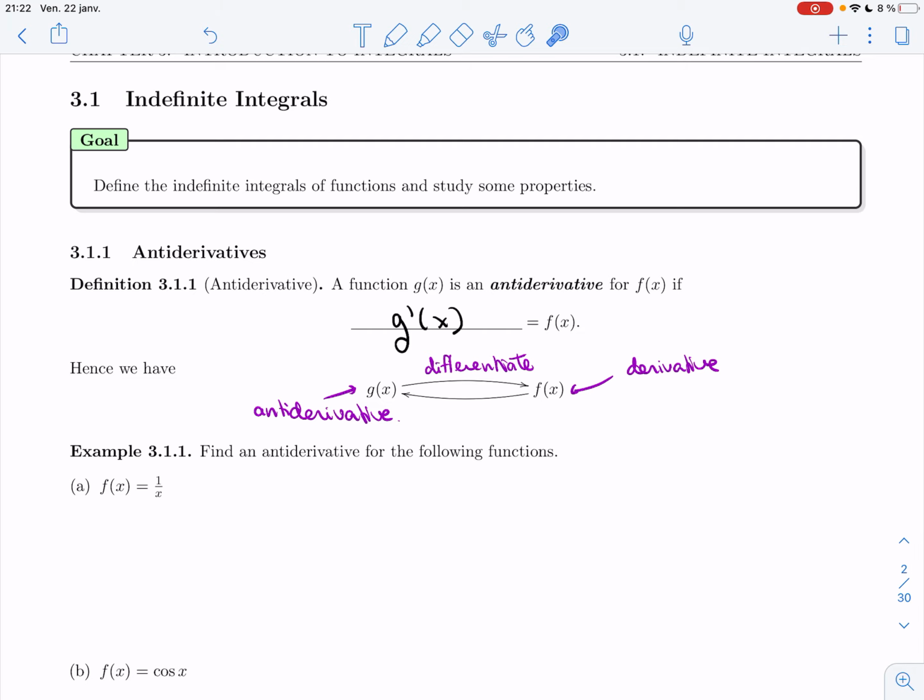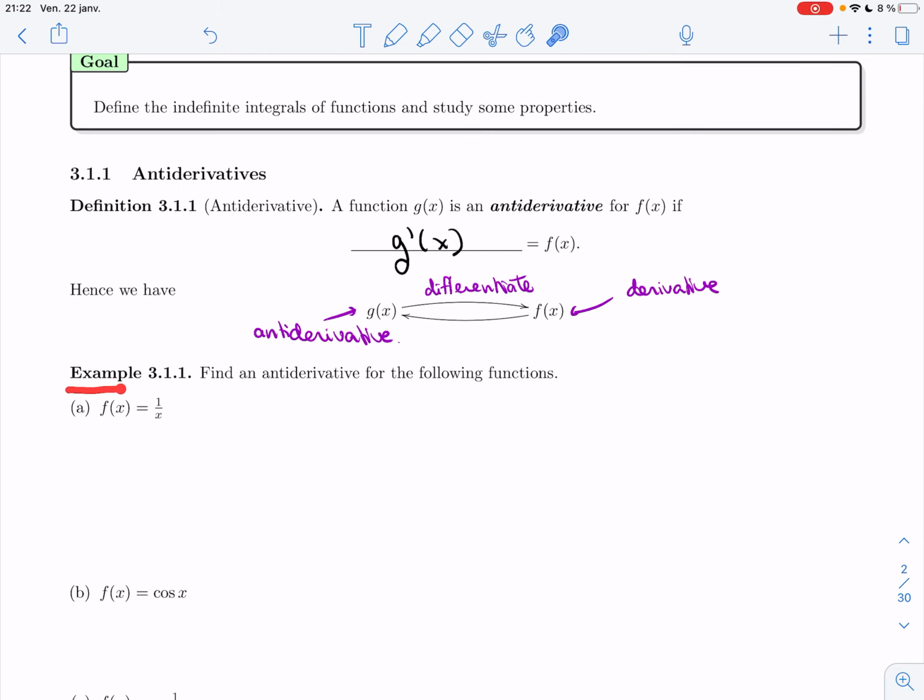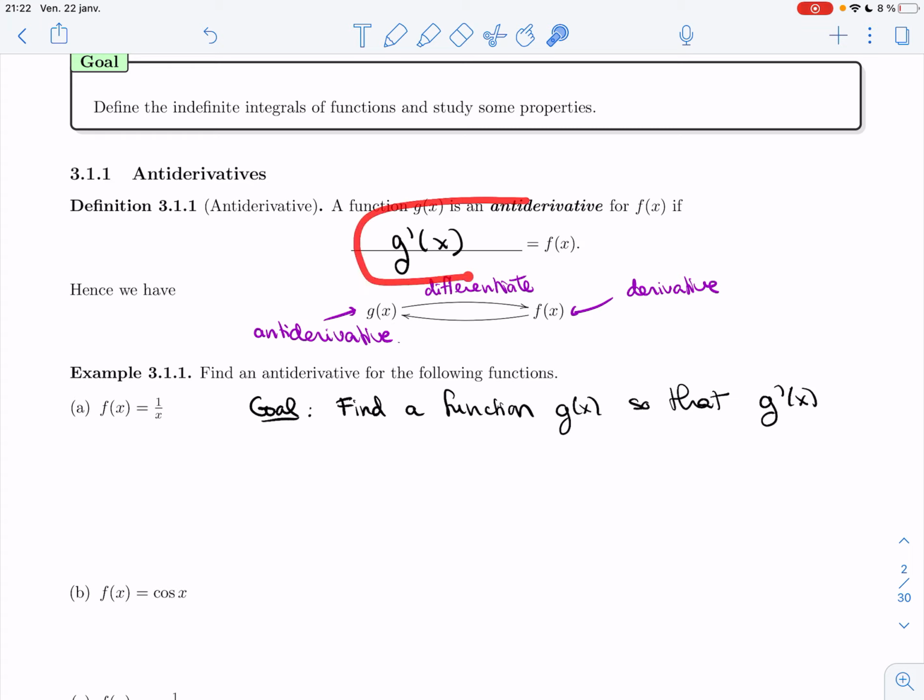Alright, just to make sure everything is clear, let's try some basic examples. Example 3.1.1, I want to find an antiderivative for the following functions. In A, I have f of x, which is 1 over x. So our goal is to find a function g of x so that g prime is f, and f is 1 over x. Can you come up with a function whose derivative is 1 over x?